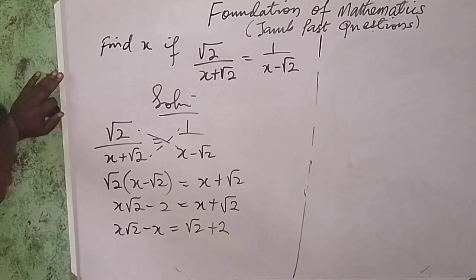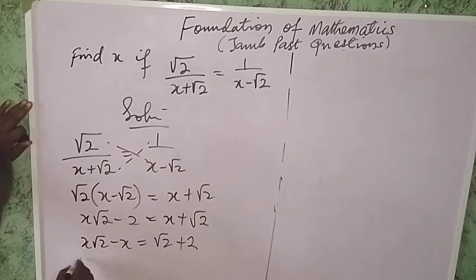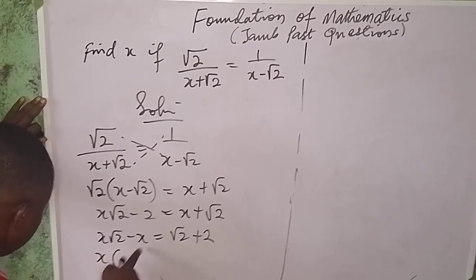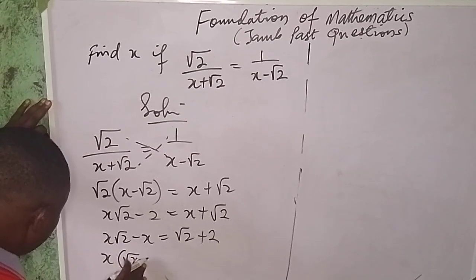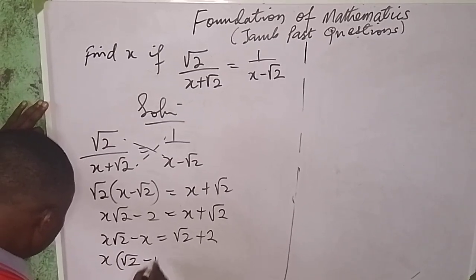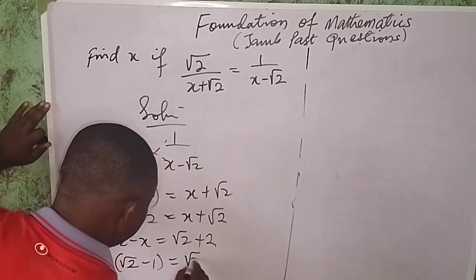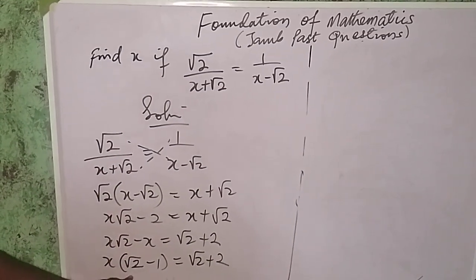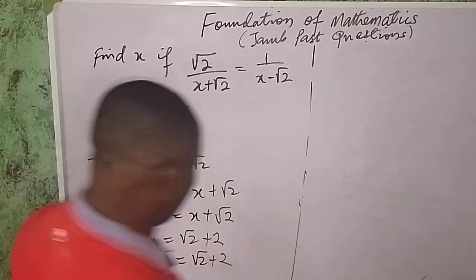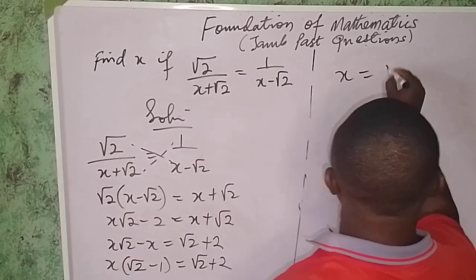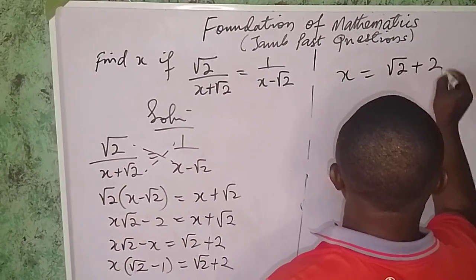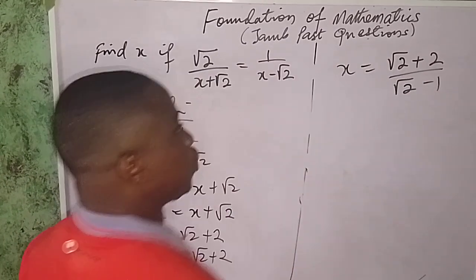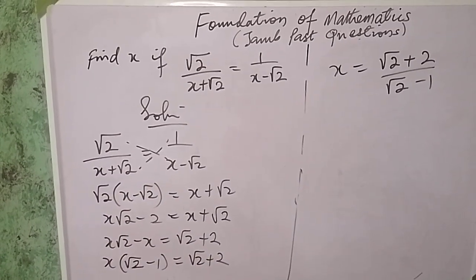So from here we can factor out, of course, x. That is, x is common here and it's common here. That will be x into x root 2 minus 1 equals square root of 2 plus 2. So from there we divide both sides by the coefficient of x, of course, which is square root of 2 minus 1. That means x will be equal to square root of 2 plus 2 divided by square root of 2 minus 1.